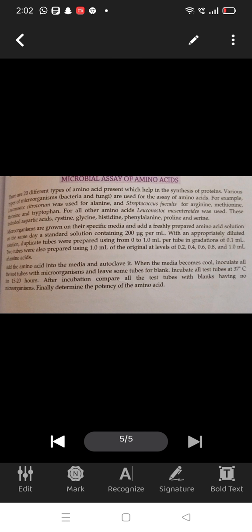When the media becomes cool, inoculate the test microorganisms, and you have to incubate for a certain period, that means 15 to 20 hours. After incubation you have to compare all the test tubes with blanks having no microorganisms, and finally determine the potency of the amino acids. Without the amino acids, the bacteria cannot grow, so they play a major role in the growth of any bacteria. So this is about your microbiological assay.